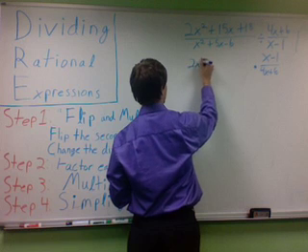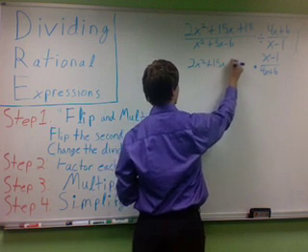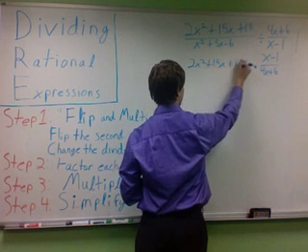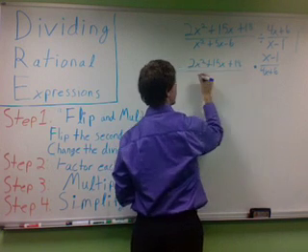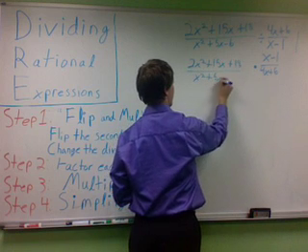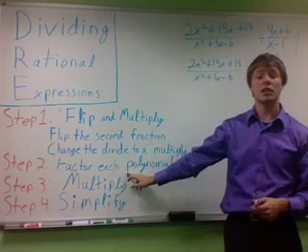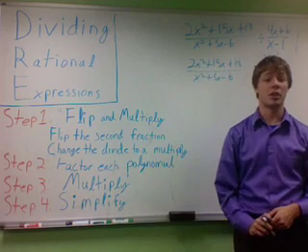2x squared plus 15x plus 18, and that is all over x squared plus 5x minus 6. So now we look at our second step. Our second step has us factor each polynomial.